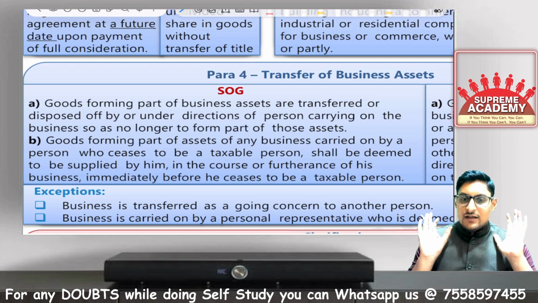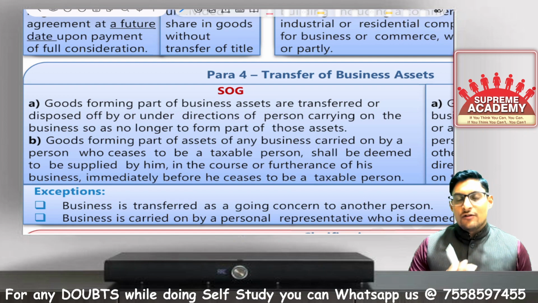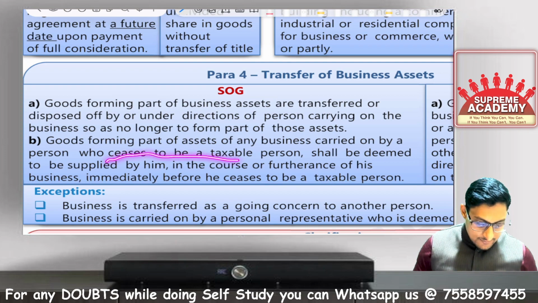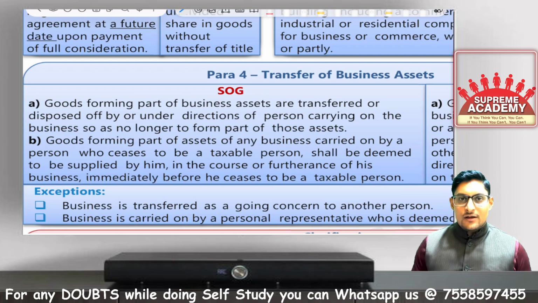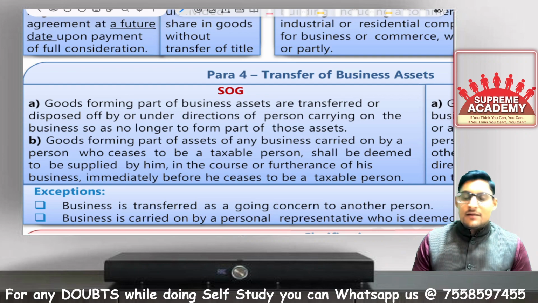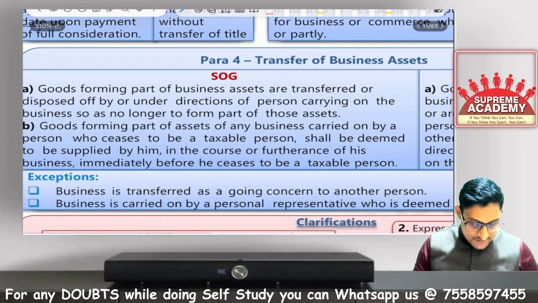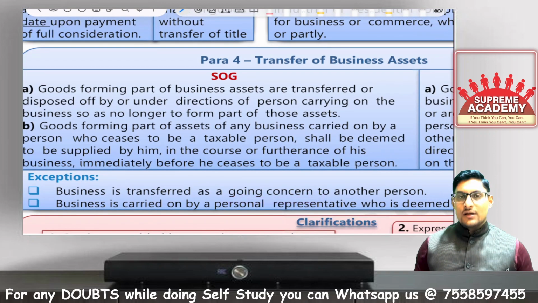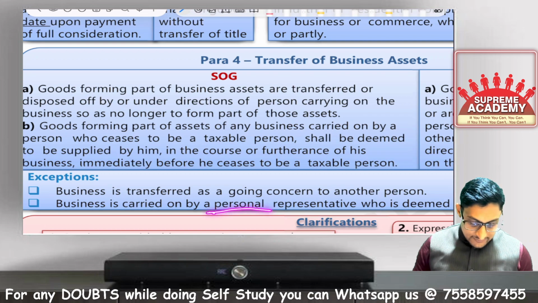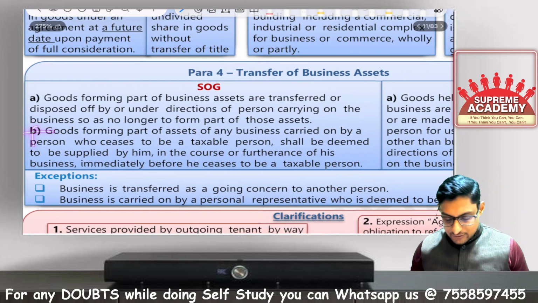Whatever the stock will be there in your showroom, you have to calculate it. As per our example, if out of 10 bikes, 4 bikes are there in the stock, and I cease to be a taxable person, then what will happen? You have to deem that these 4 bikes are also sold, and accordingly calculate the tax and pay to the government. But this provision will not be applicable if the business is transferred as a going concern, or the business is carried on by the personal representative. In that case, this provision will not be effective.